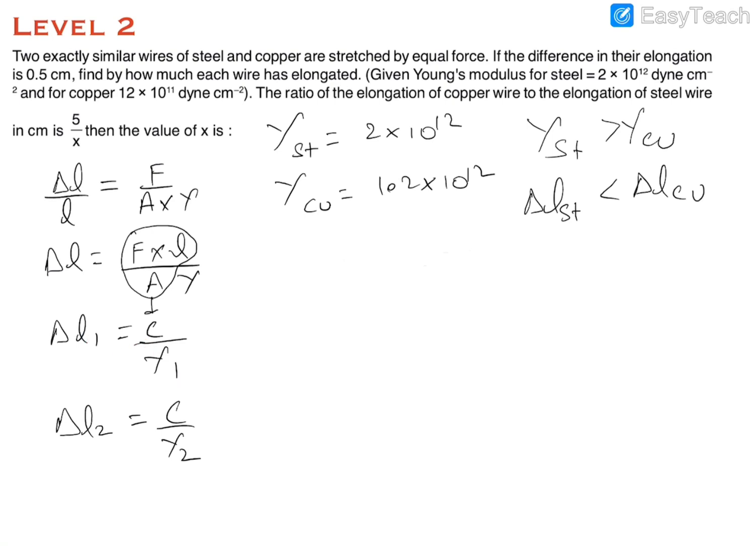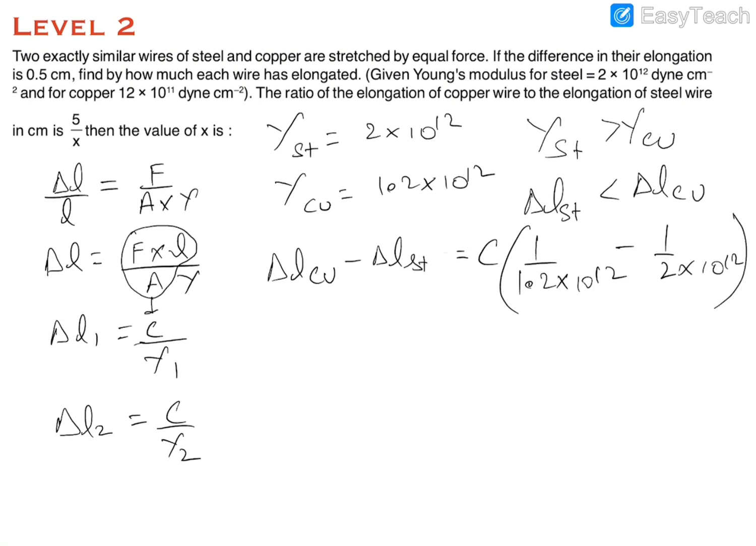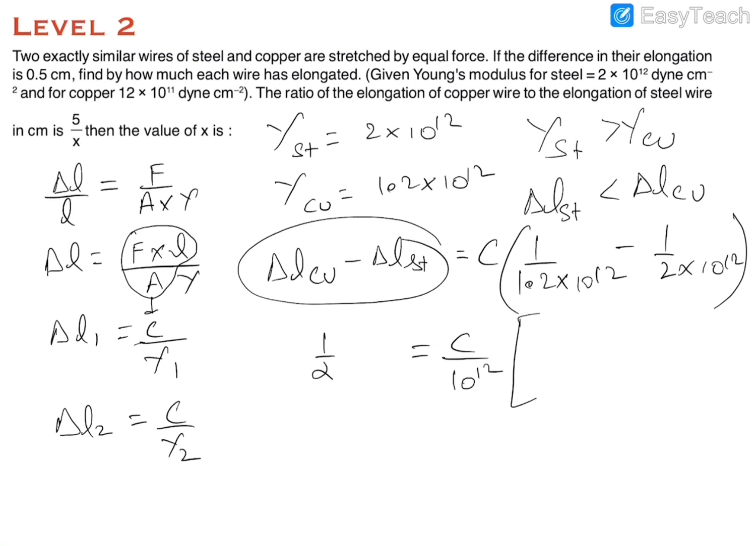So the net extension is delta L of copper minus delta L of steel, and it is equal to C, which is common, times 1 upon gamma of copper, 1.2 into 10 raised to power 12, minus 1 by 2 into 10 raised to power 12. So we can take it out common, and this is equal to 1 by 2 centimeter. The unit system which we are using is CGS. So this is 1 by 10 raised to power 12, and this is 1 by 1.2 minus 0.5.